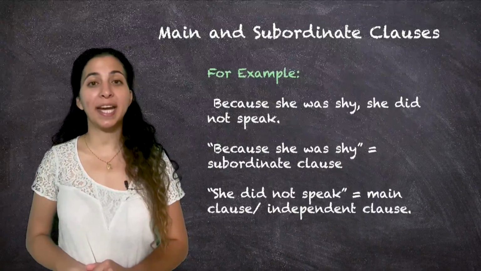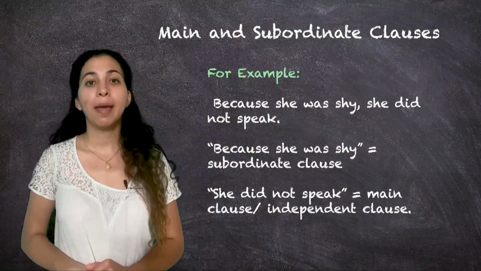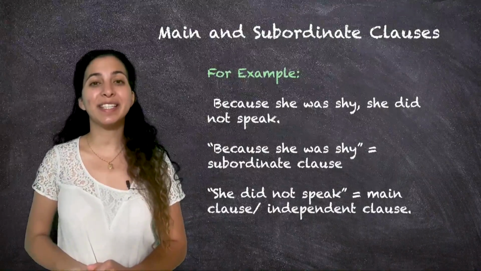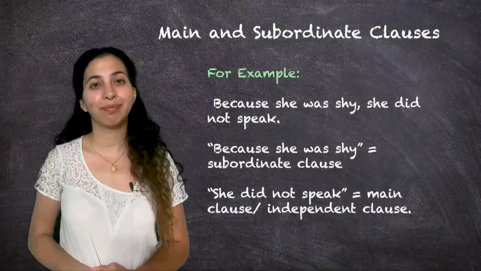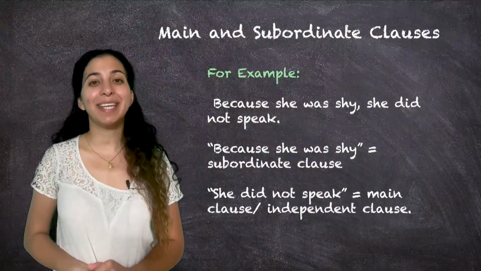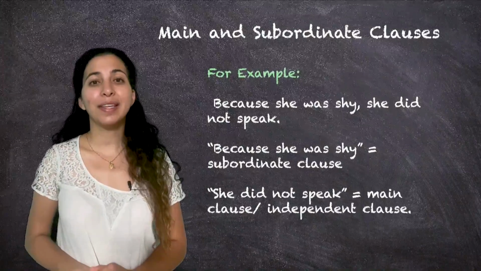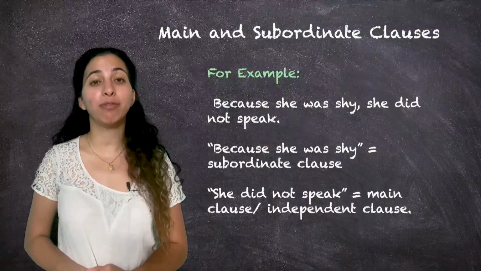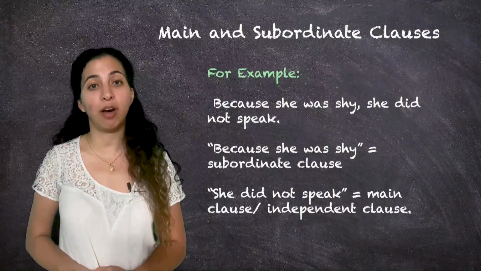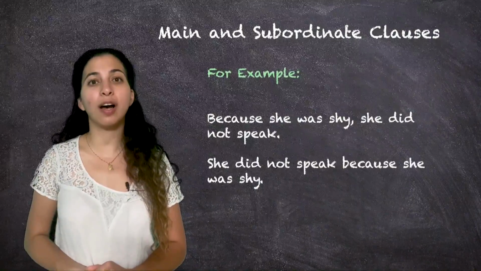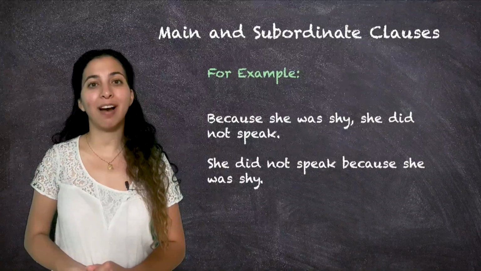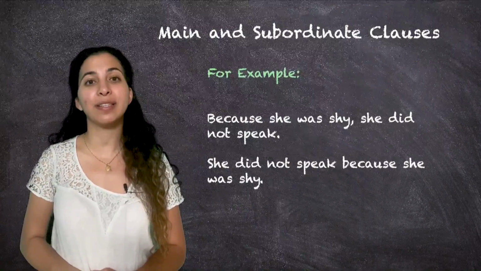Here is another example. Because she was shy, she did not speak. Because she was shy is the subordinate clause. She did not speak is the main clause. The subordinate clause can come before or after the main clause. If the subordinate clause is before the main clause, we add a comma after it.